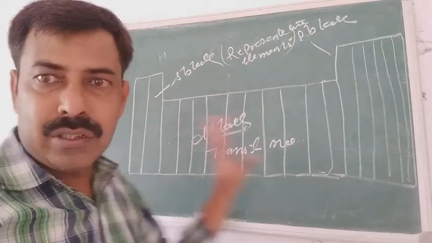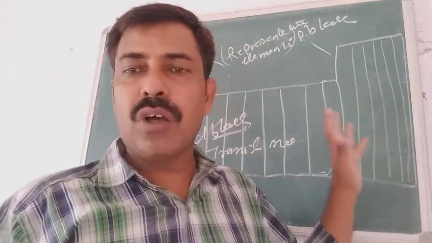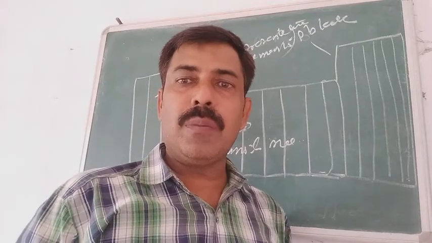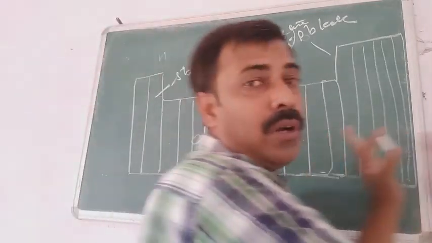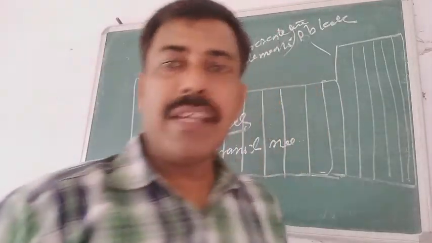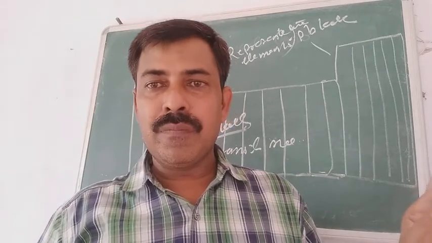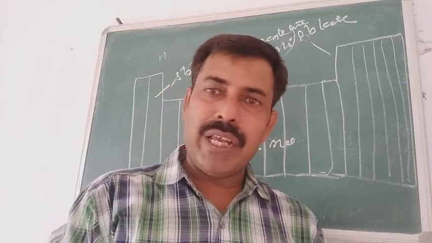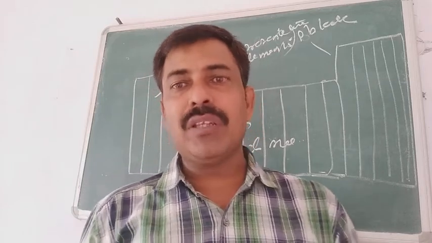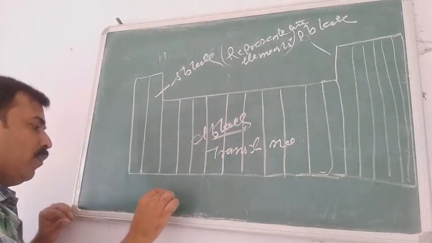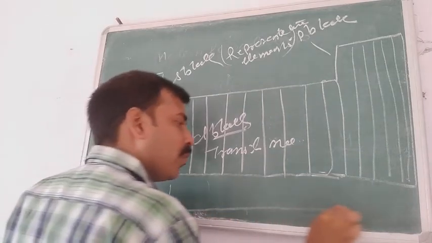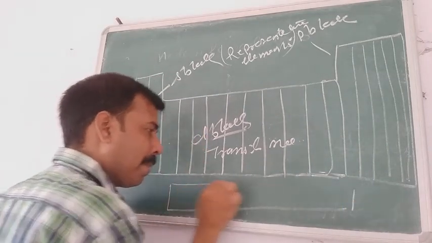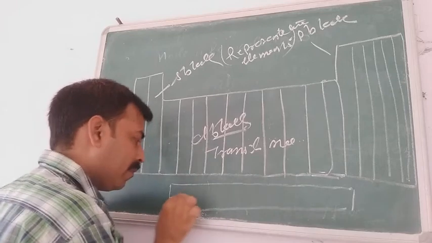We have already drawn 3 blocks. Where is the 4th one? Where is the F block? If you draw the F block with this one, the size of the periodic table will be very heavy and the shape will be distorted. So, to maintain the shape of the periodic table, we have positioned the F block below the periodic table, somewhere here.